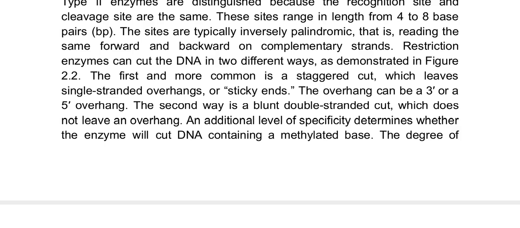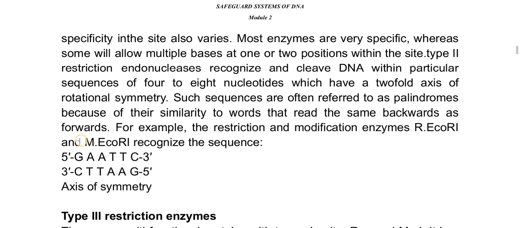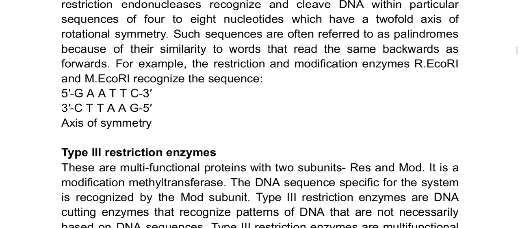An additional level of specificity determines whether an enzyme will cut DNA containing a methylated base. The degree of specificity in the site also varies. Most enzymes are very specific, whereas some will allow multiple bases at one or two positions within the site. Type 2 restriction endonucleases recognize and cleave DNA within particular sequences of 4 to 8 nucleotides which have a twofold axis of rotational symmetry. Such sequences are often referred to as palindromes because of their similarity to words that read the same backward and forward. For example, the restriction and modification enzymes EcoR1 and MEcoR1 recognize the sequence next to the axis of symmetry.